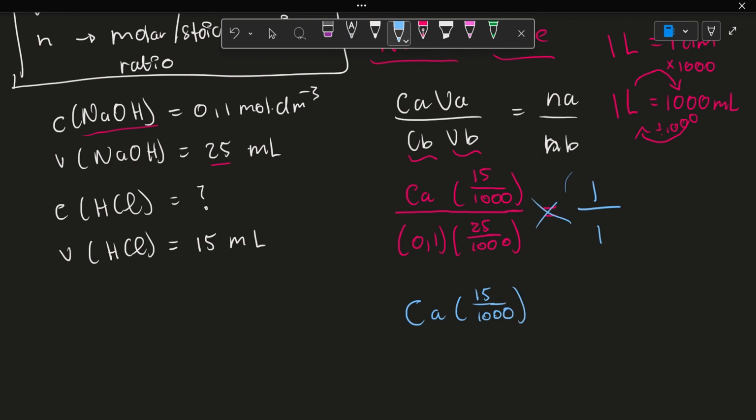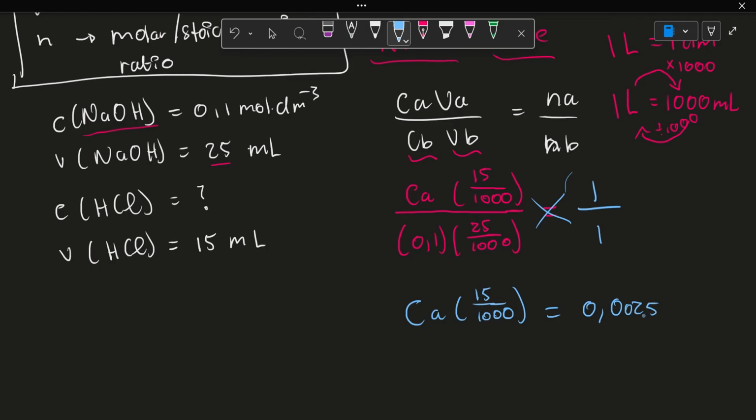Remember, I just cross multiplied. And that would also be 0.1 times 25 divided by 1,000. And that gives us 0.02.